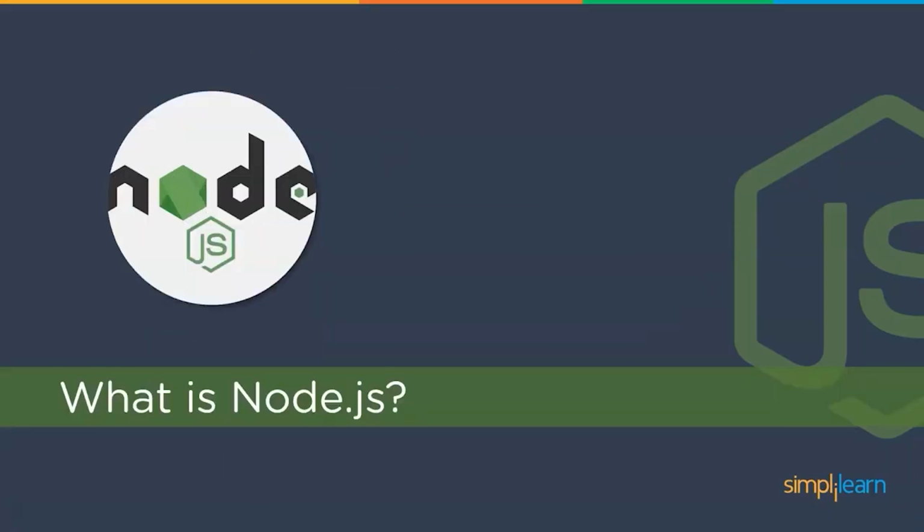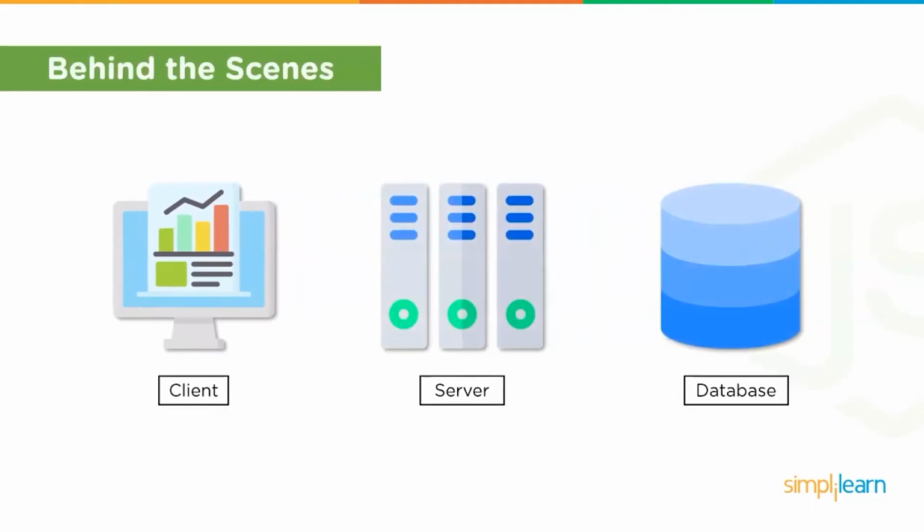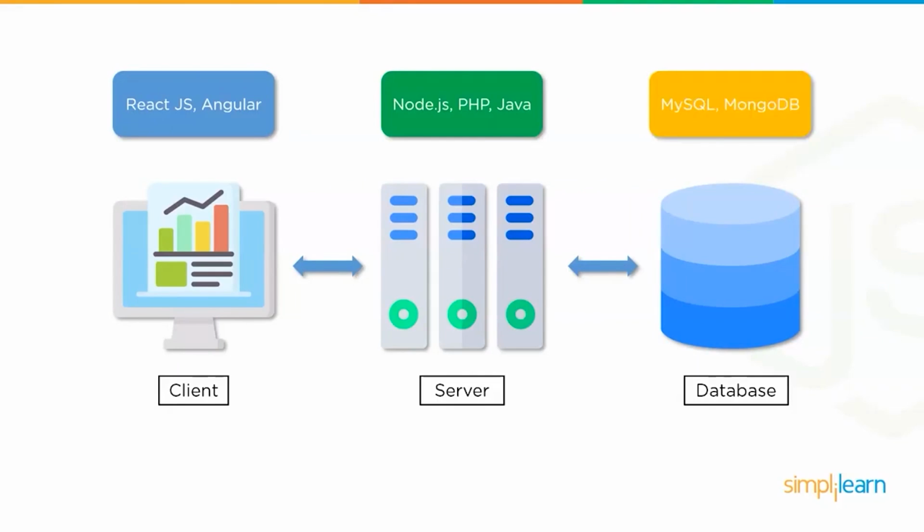So what exactly is Node.js? Now consider a scenario where a user interacts with a web application. The user only interacts with the front end of the application. But there's a lot of work that goes on behind the scenes. Now in a web application, there's a front end, a server, and a database. The front end is developed using JavaScript and frameworks like Angular and React, while the server is built on Java, PHP, or Node.js, and the backend database that stores the data usually consists of MySQL or MongoDB.